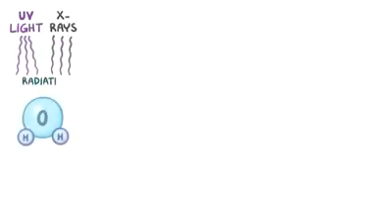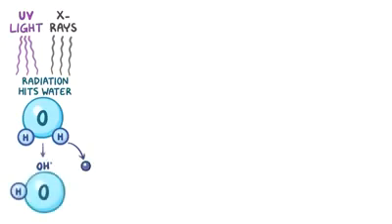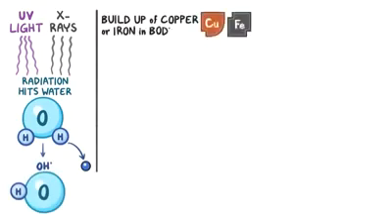Another way free radicals can be generated is through exposure to ionizing radiations, like ultraviolet light or X-rays. When the radiation hits the water in the tissues, it knocks off an electron from water, converting it into hydroxyl radical. Free radicals can also be generated when there's a buildup of metals like copper or iron in the body.